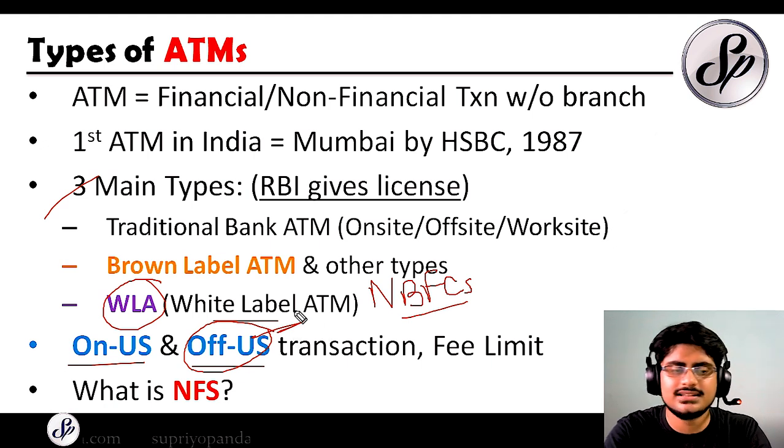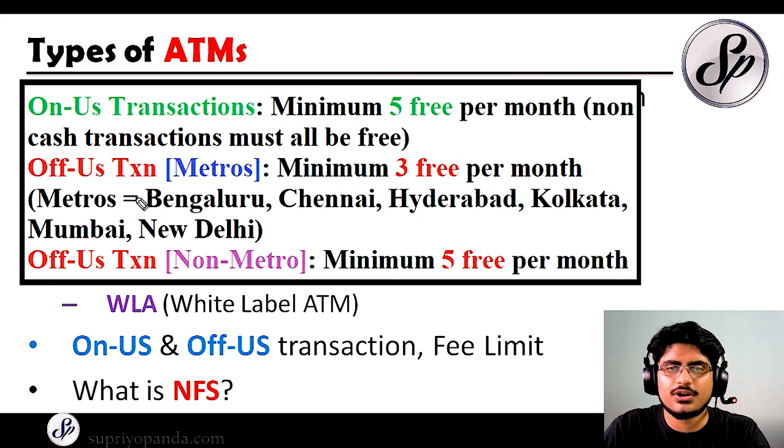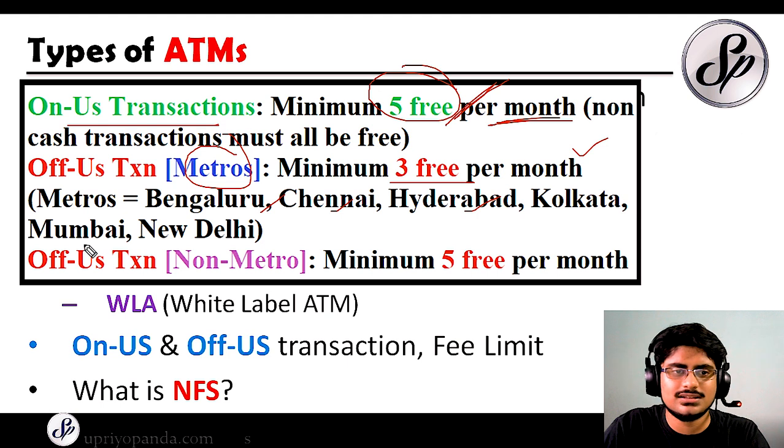So let's take a look at the differences between these two types and the free transactions that are allowed. So for an on us transaction, when it is the same bank, then a minimum of 5 free transactions you can get per month. So remember that non-cash transactions must all be free, but if you are doing any kind of financial transaction, then a minimum of 5 have to be offered by your bank free. And if it is an off-us transaction and it is done in the metros, then a minimum of 3 free per month you are entitled to, and the metros are Bengaluru, Chennai, Hyderabad, Kolkata, Mumbai and New Delhi. So remember that if it is in a non-metro, then you have a minimum of 5 free per month.